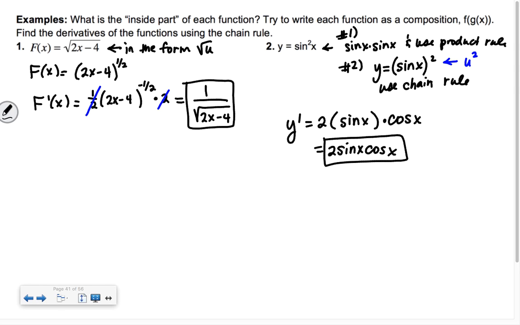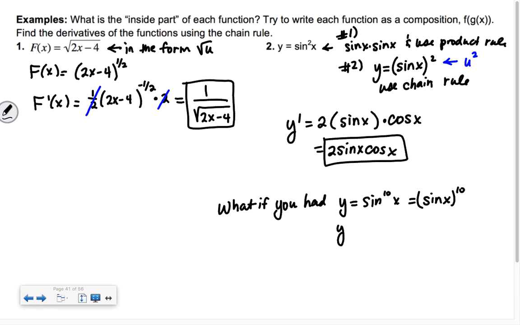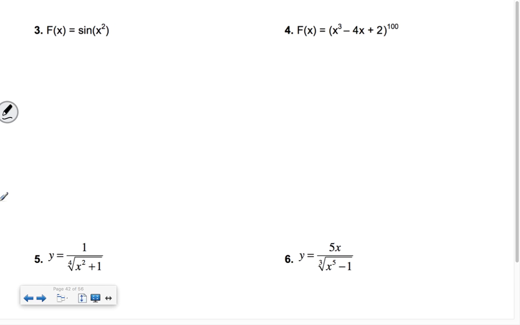All right, you would get the exact same thing if you did the product rule. But again, there's some convenience. What if you had y equals sine to the 10th of x? That's why we learned the chain rule. Some things you can do with the product rule anyway, but some things are a little bit harder. Do you guys know what the derivative of this would be? 10 sine of x to the 9th times cosine of x. Exactly, good.